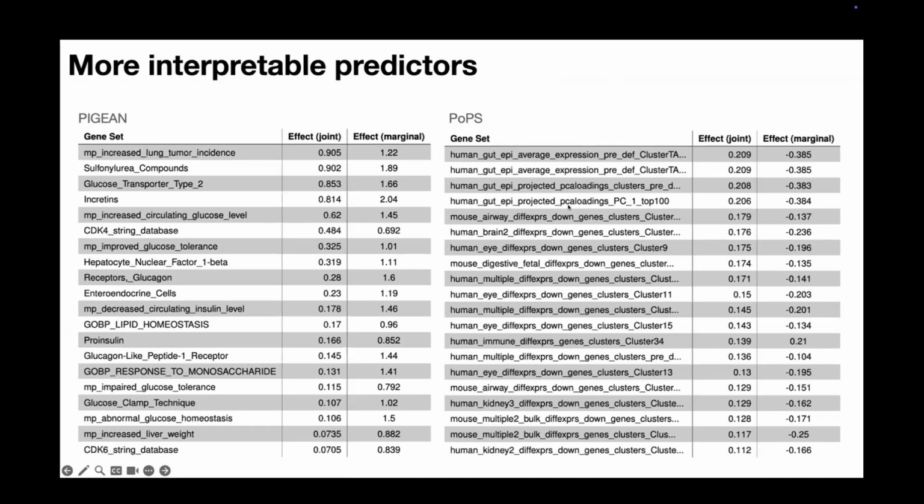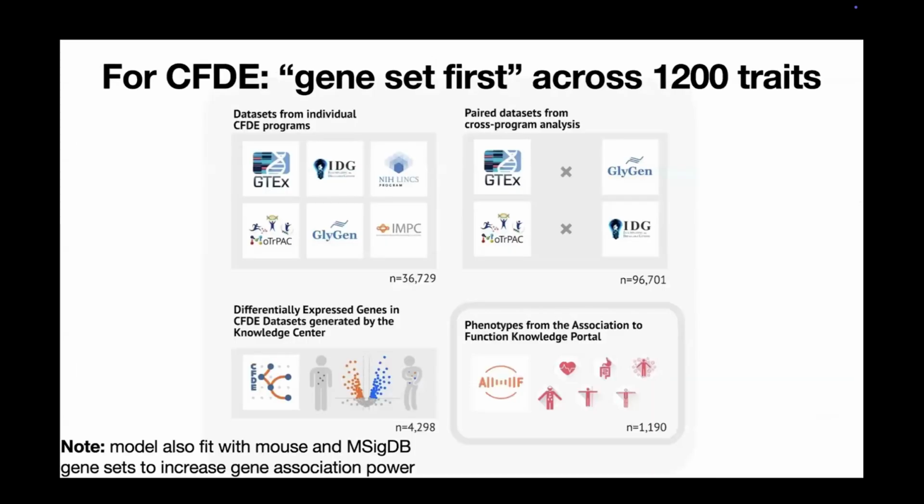Whereas when you're trying to look at running POPs on the same model, you get something much harder to interpret, right? You have marginal effects that are negative, meaning that they're actually depleted for genetic associations in isolation, but in the joint model, they become positive. And that's just one of the byproducts of using models with many, many gene sets as predictors. And that's one of the main reasons we're using this tool, Pigeon, here rather than something like POPs, because our goal is to really try to identify the very small number of gene sets that are enriched for a trait in this CFDE workflow.